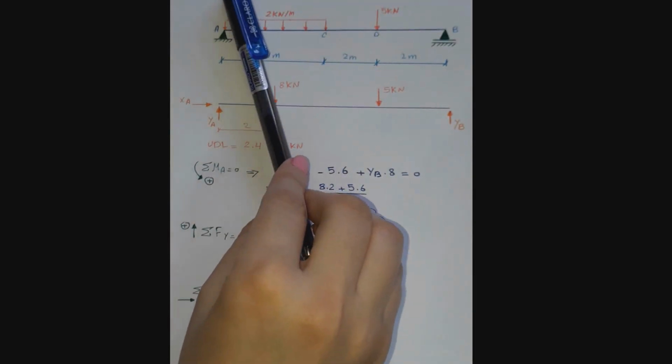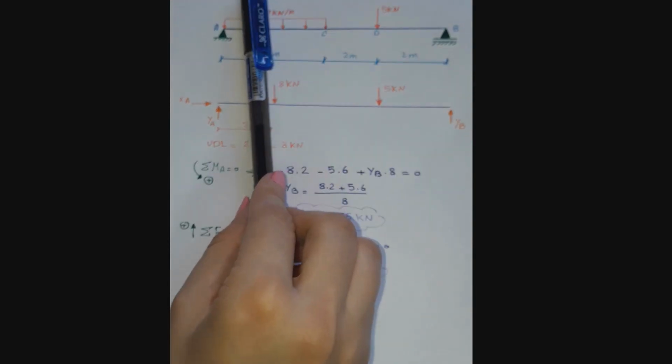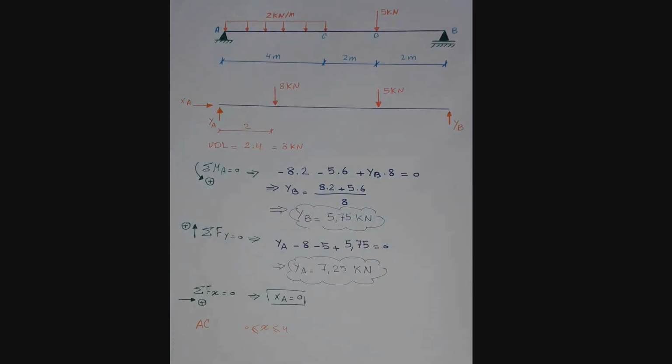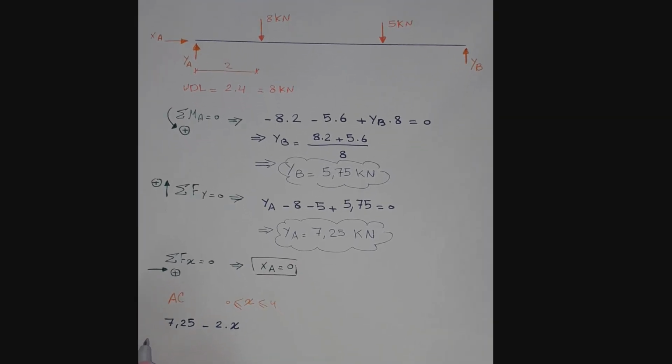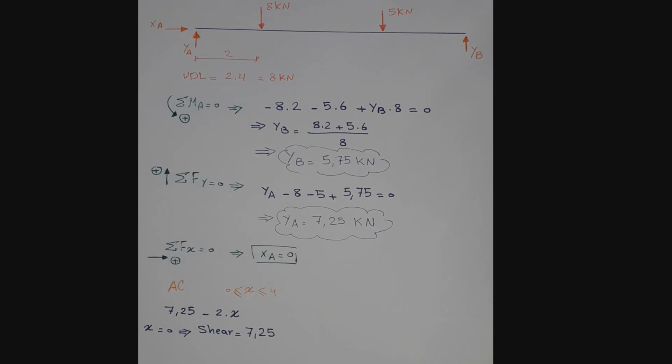So if we cut this section at some point, then the shear would be YA, which is 7.25 minus 2 multiplied by x. Now when x equals 0, then shear equals 7.25, which is the value of the support reaction.